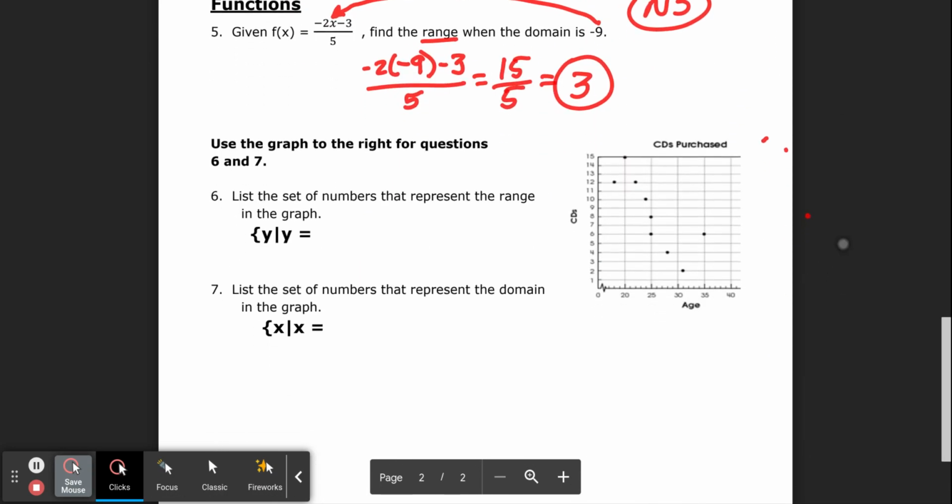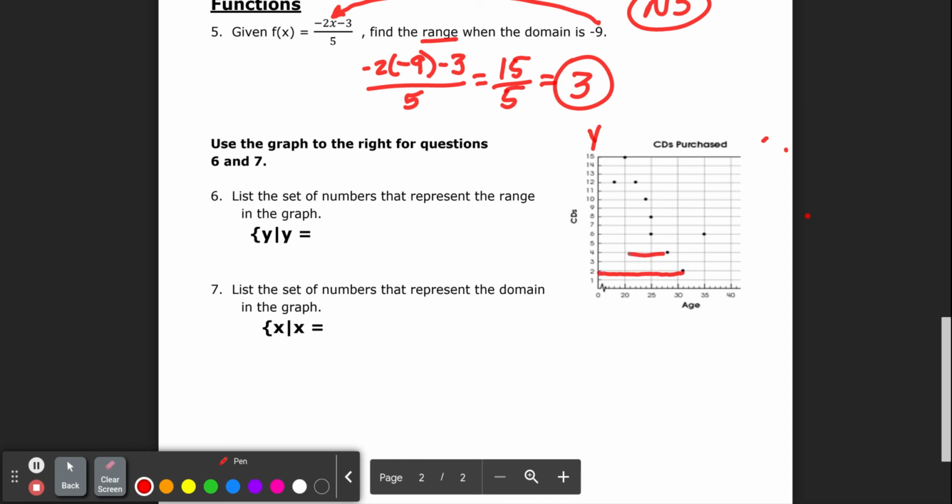All right, let's move up and answer problem 6 and 7. List a set of numbers that represent the range. The range is a y. So what I'm going to do is I'm going to start at the bottom and just take and draw my line there, there, there. And those numbers represent my range. So this will be 2, 4, 6, 8, 10, 12, and 15. And then I end with my brace.